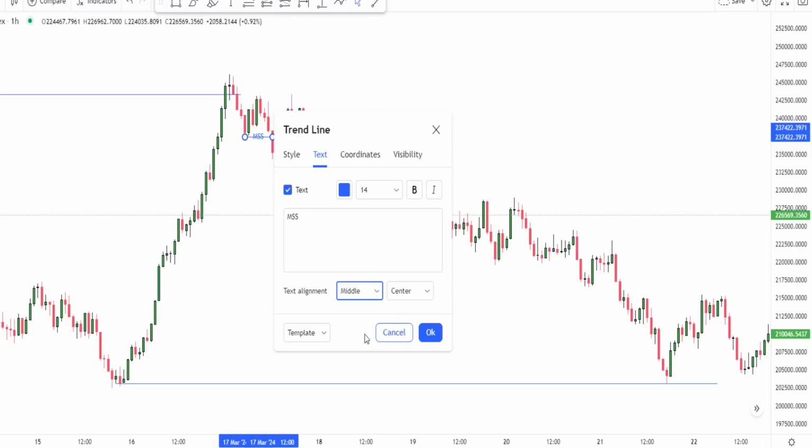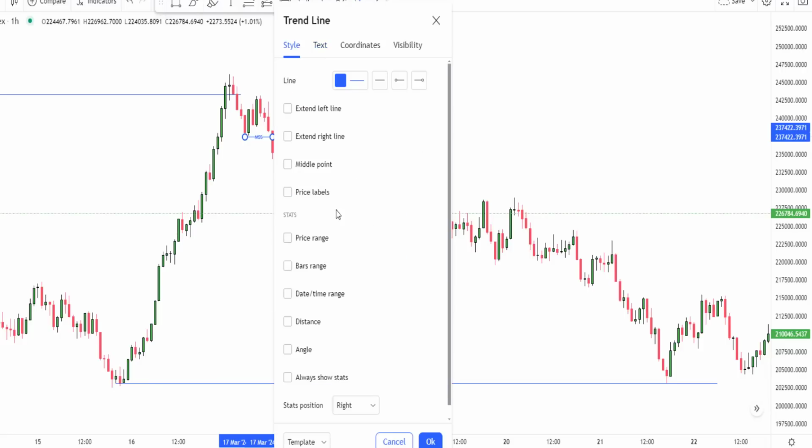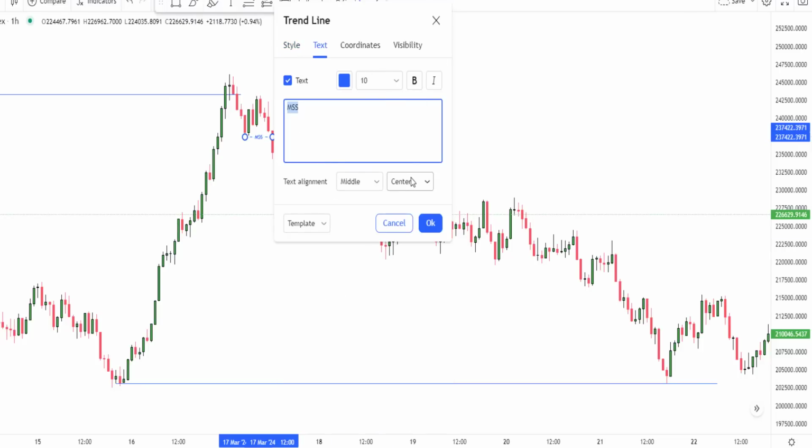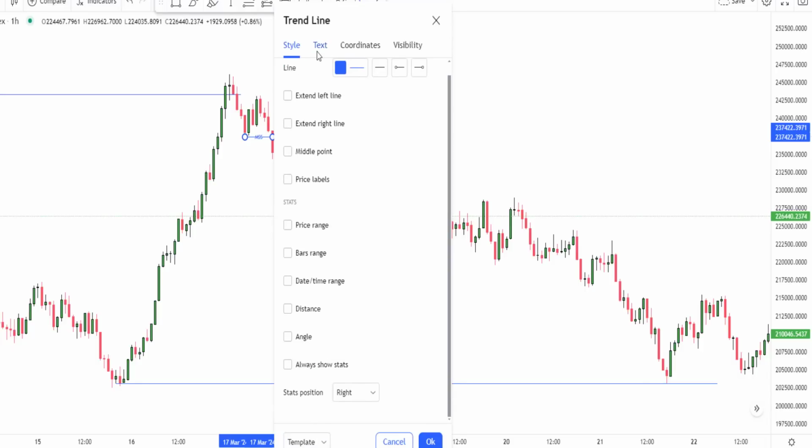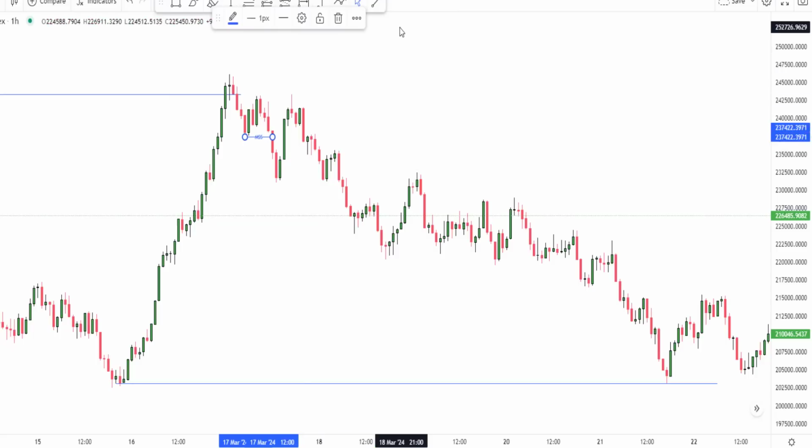I want to put it at the middle, and then this in the center alignment. Let me put this, okay, the smallest. I hope you are understanding what I'm showing you right here. Our middle point. All right, so that is a market structure shift as you are seeing it. So I hope this is okay. If you can save it, or you can simply say apply default. So once you marked it, I think there is a way to save it. I'm not sure this one has it, but that is a market structure shift.